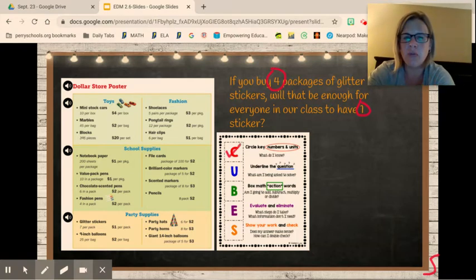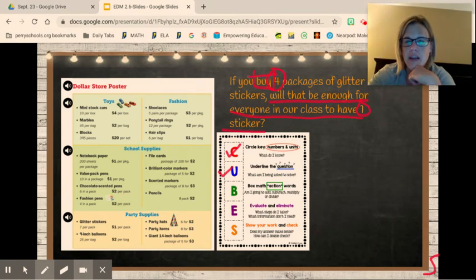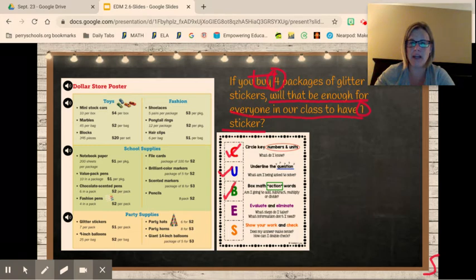Underlining the question, will that be enough for everyone in our class to have 1 sticker? And then underline or box in the math keywords. So I know that I'm going to buy 4 packages, and I know that I'm trying to figure out if there's going to be enough for everyone in our class. So I don't have any other math words, but I'm kind of stuck because my number story doesn't tell me how many stickers are in a package. It doesn't tell me how many people are in our class.